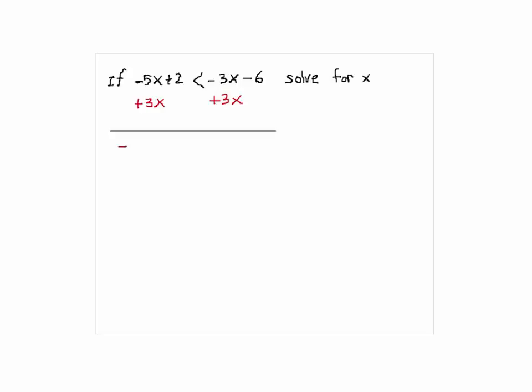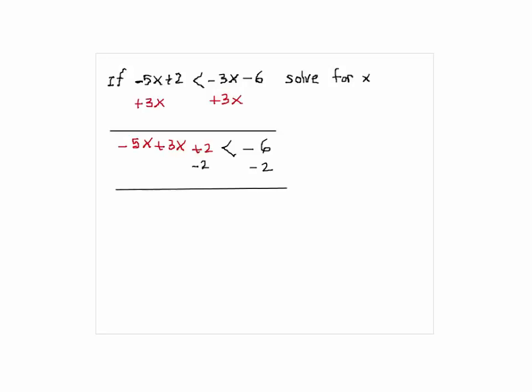Okay, look. If I add 3x on the left-hand side, I get minus 5x plus 3x, right? Plus 2 here. And then on the right-hand side, I will get minus 6, right? So what would be the next step? I would subtract 2 from both sides. Okay, so let's just subtract 2 from both sides here.